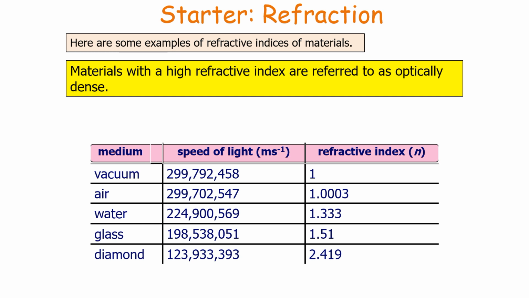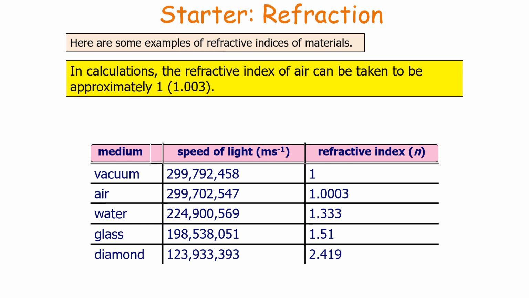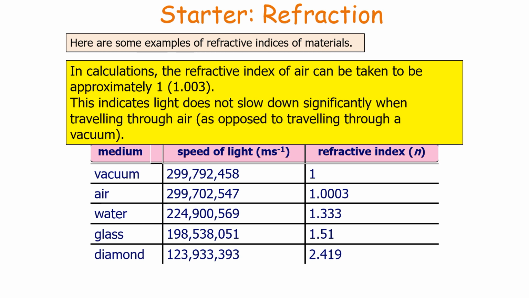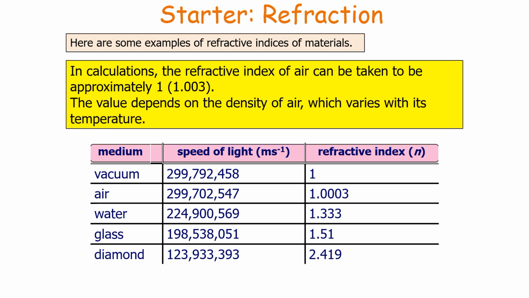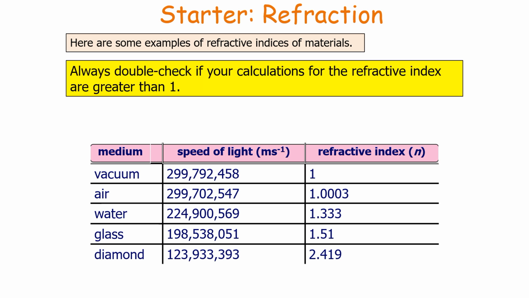So in this example, diamond is the most optically dense material. Now, in calculations, we can say that the refractive index of air can be taken as approximately 1. It's 1.003. This indicates to us that light doesn't slow down significantly when traveling through air as opposed to traveling through a vacuum. However, just be aware that this value does depend on the density of air, which does vary with its temperature. It's always important when you're doing your calculations to double check that the refractive index you calculate is greater than 1.